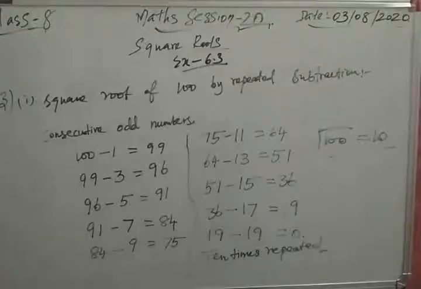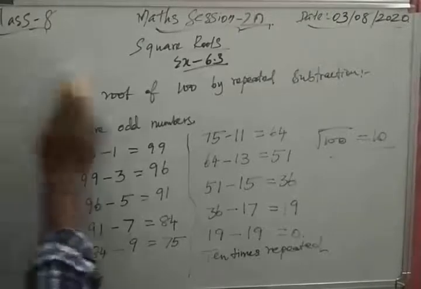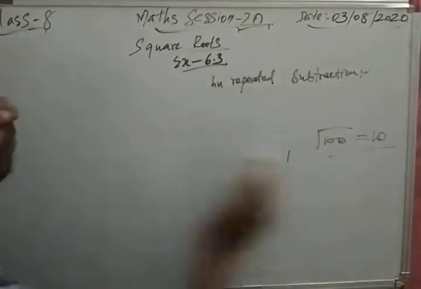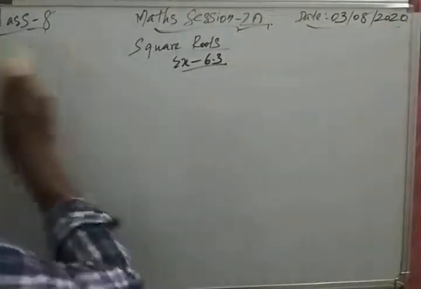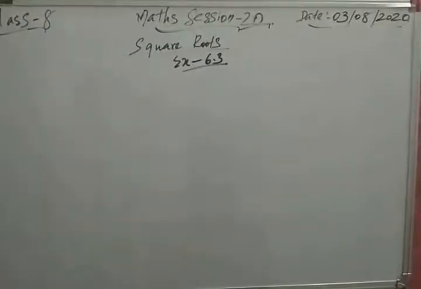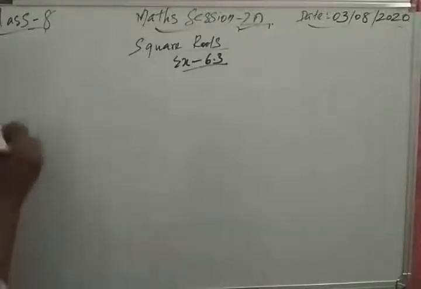Now, question number 4. What is question number 4? They have given: find the square root of the following numbers by the prime factorization method. Already I have shown you one question in the example using the prime factorization method. The first one they have given in this fourth question is 729.